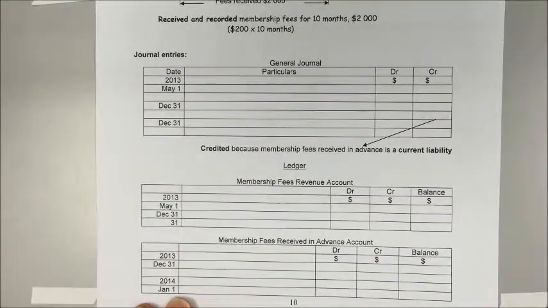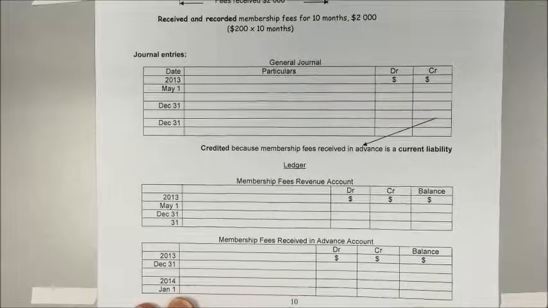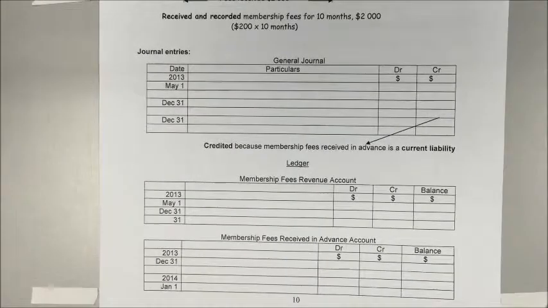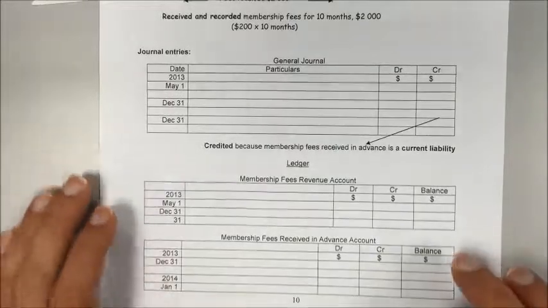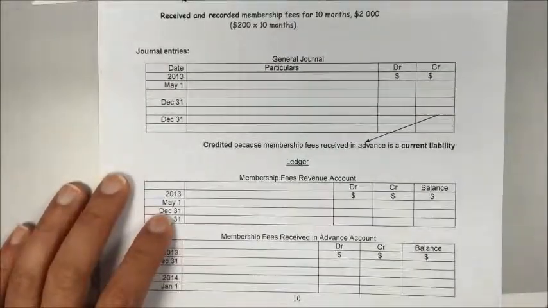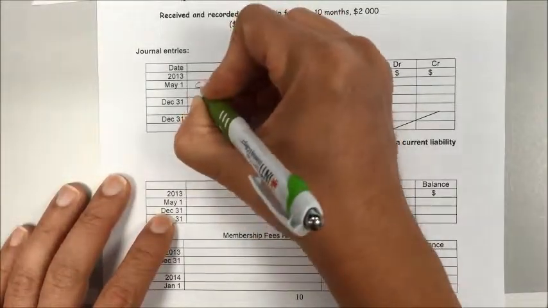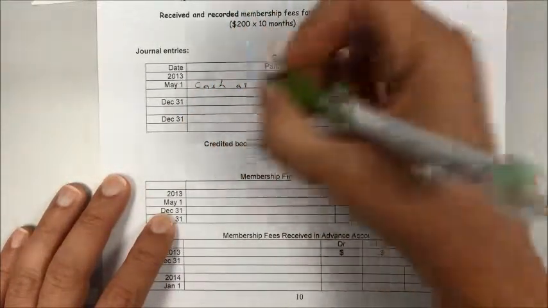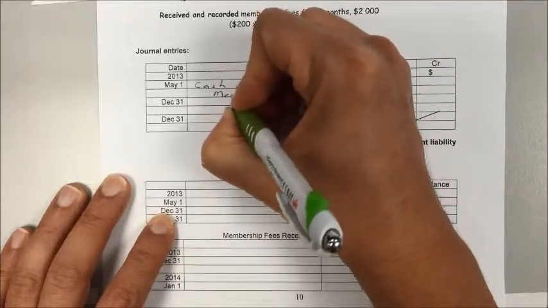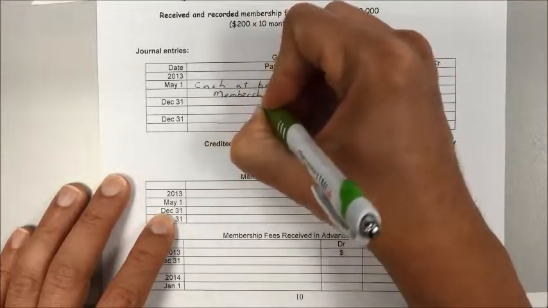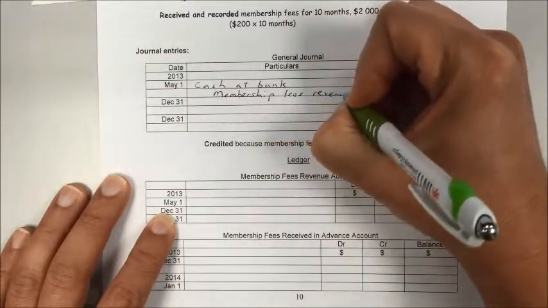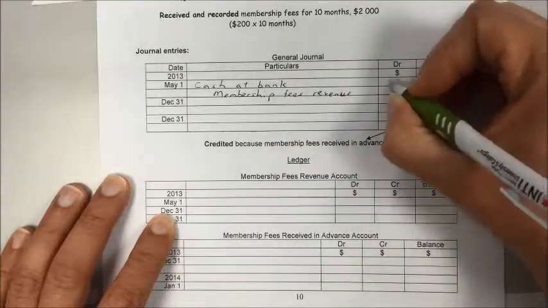Now when the business receives payment for the membership fee on 1st of May, it will record the first journal entry of debiting cash at bank and crediting membership fees revenue for the amount received, which is $2,000. So we will debit cash at bank and credit membership fees revenue for $2,000.